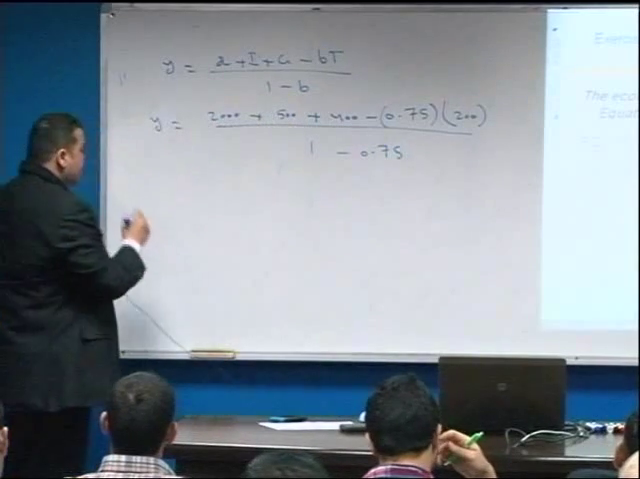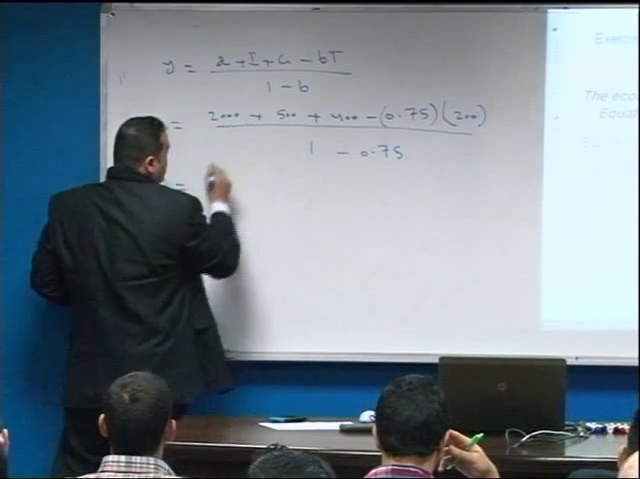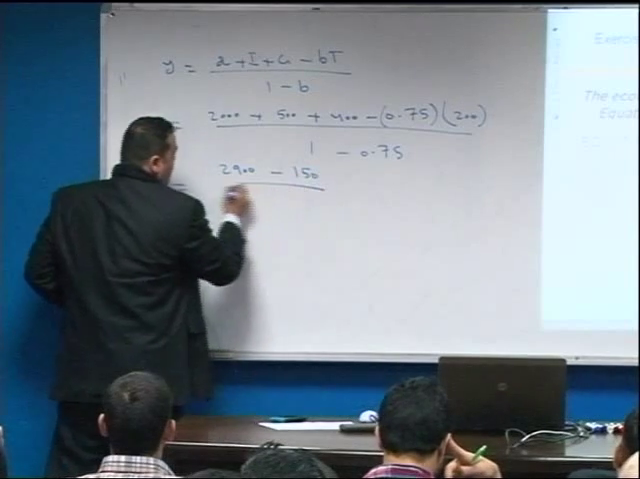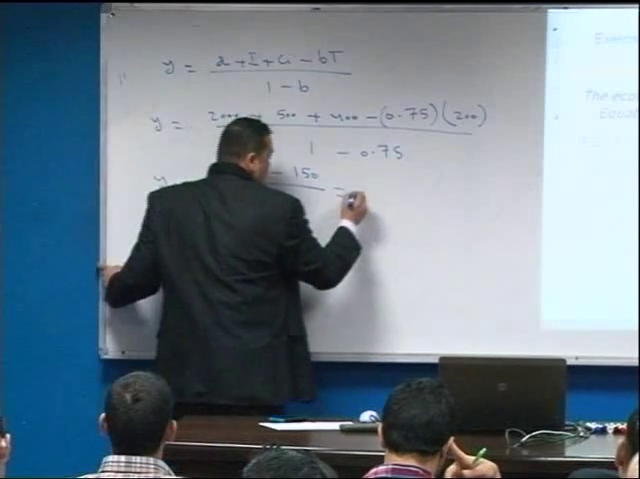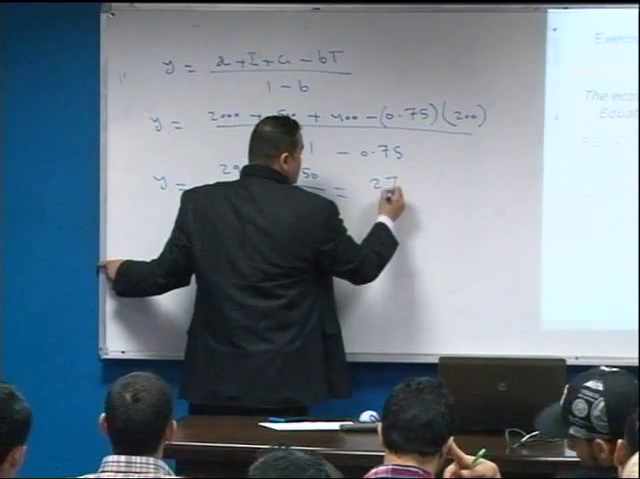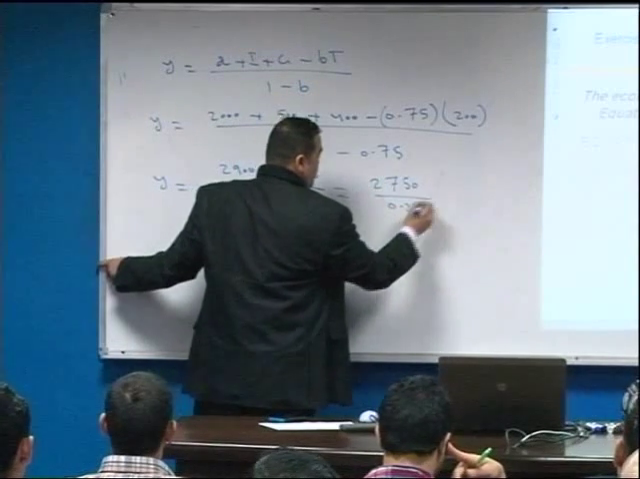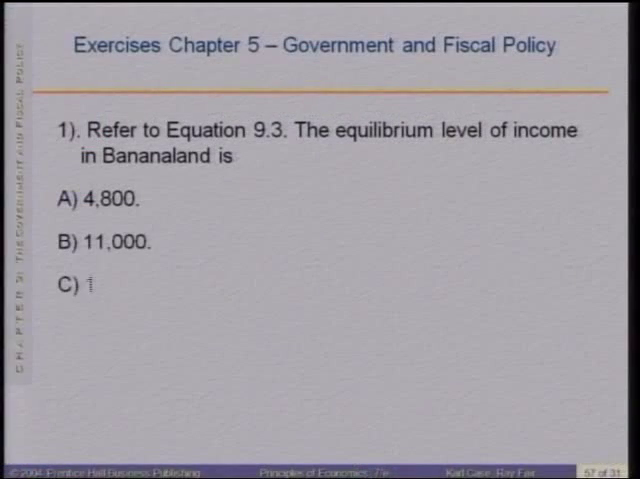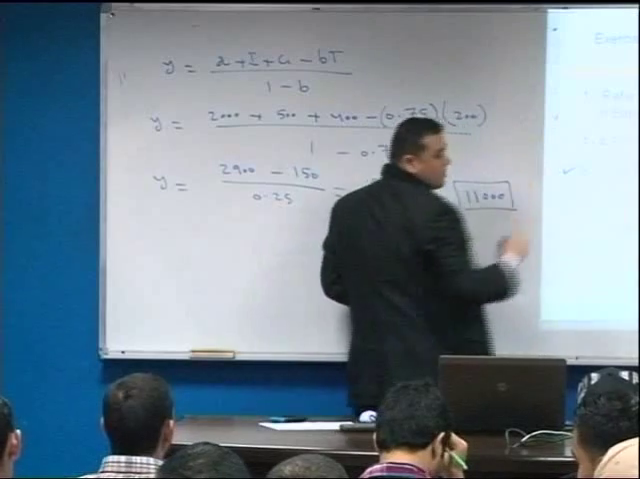So Y equals how much? 2,900 minus 150 over 0.25, right? Which equals 2,750 over 0.25 equals how much? What is this? 11,000, right? So the answer is B.